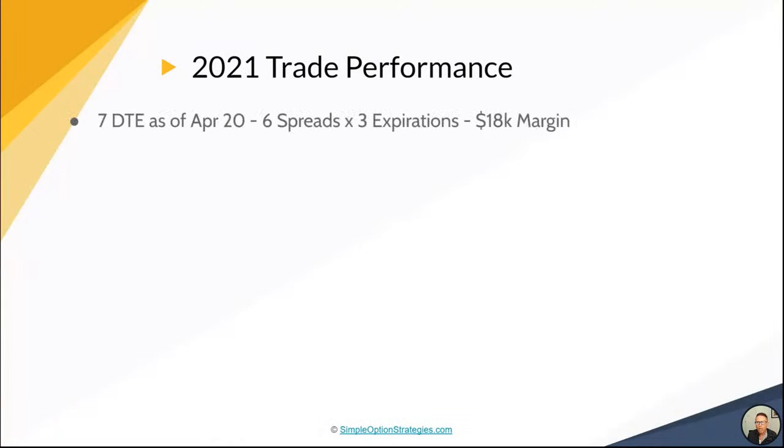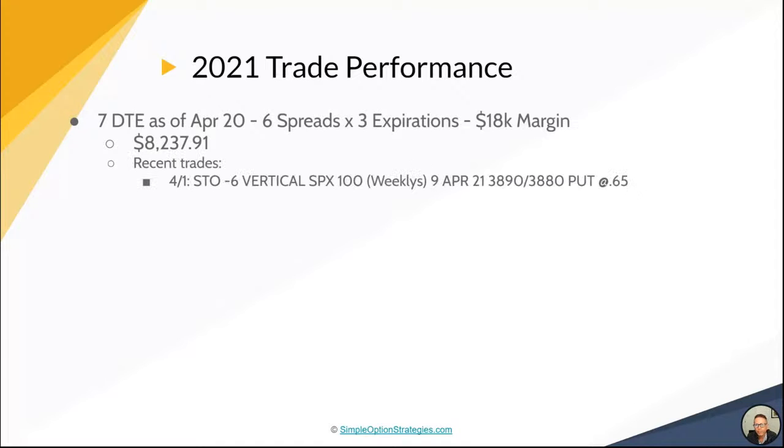2021. Again, as I mentioned, I use 3 expirations, 18K in margin total. So I had to use that 18K one time this month, which was this week. But normally I'm trading using 12K in margin, because I usually have 2 positions on for 7 DTE. So let's roll through these.